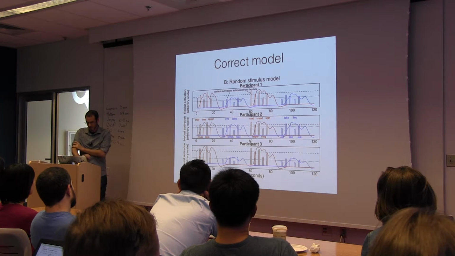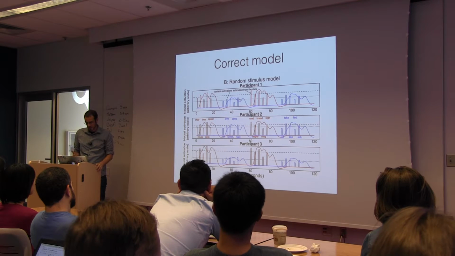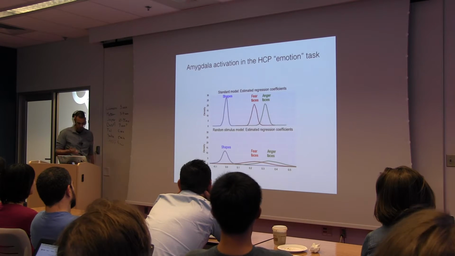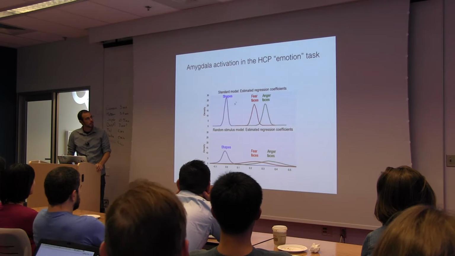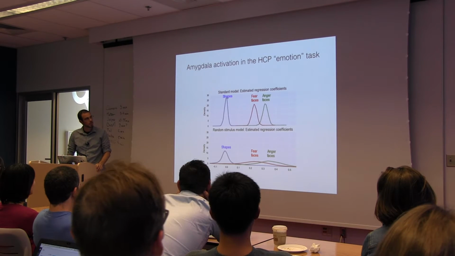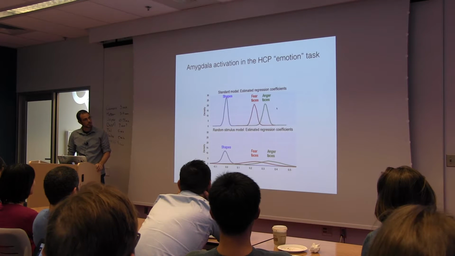So in this paper, we fit these models and ask what happens to typical statistics when you do this. And here's one example. This is real data just to show you. This is the HCP emotion task. You take the amygdala, which in the ordinary analysis, you can see it responds to some degree to shapes, and much more to fearful faces and angry faces. And in fact, if you just looked at this, you would think, oh, look, it looks like the amygdala is more responsive to angry faces than to fearful faces.